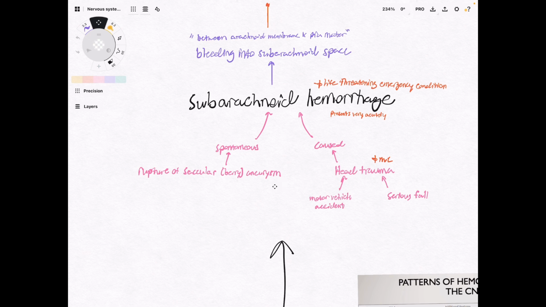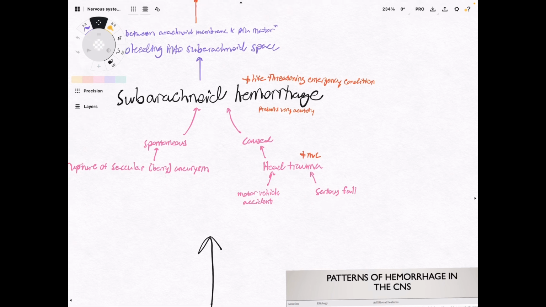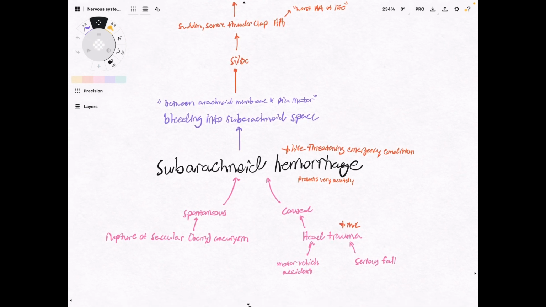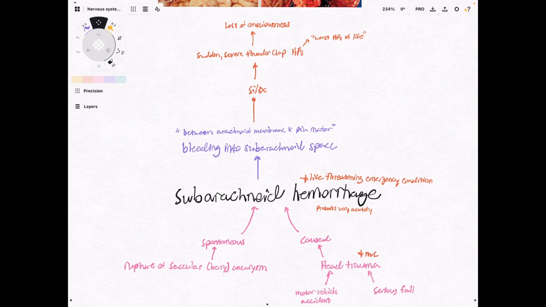All right. Now, the other causes are most commonly head trauma. This can be either a motor vehicle accident, like we saw in epidural, or serious fall, also as we saw in epidural. So it's very important to distinguish the clinical presentation so you can differentiate between the two. Now, this is also a life-threatening emergent condition, and we're going to go over the pathophys now, which is just one little line of it, and we've already done it. It's just bleeding into the subarachnoid space.